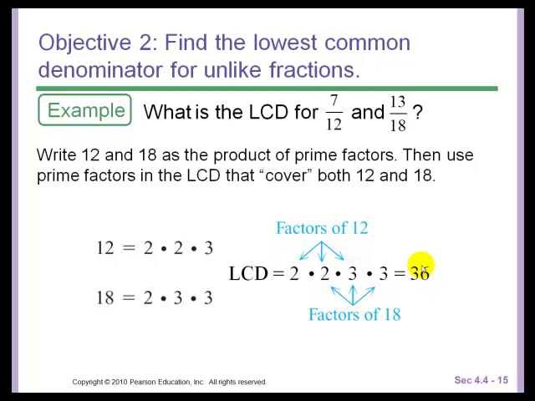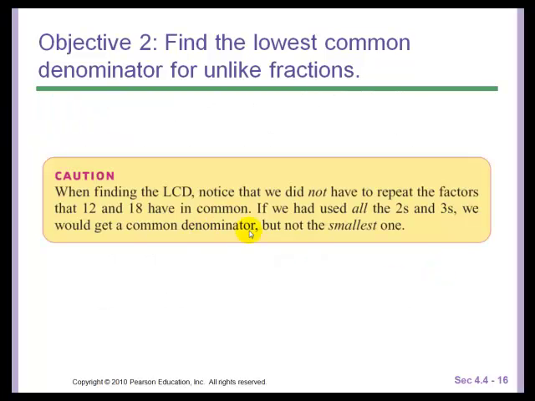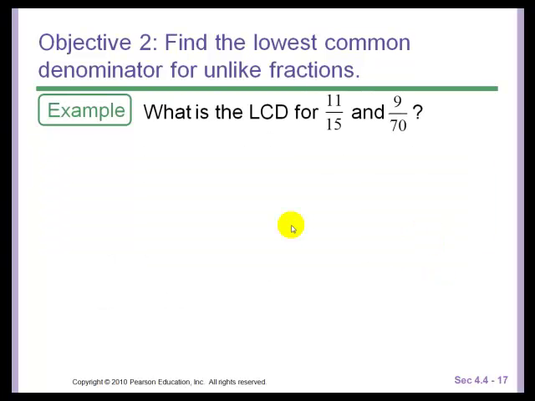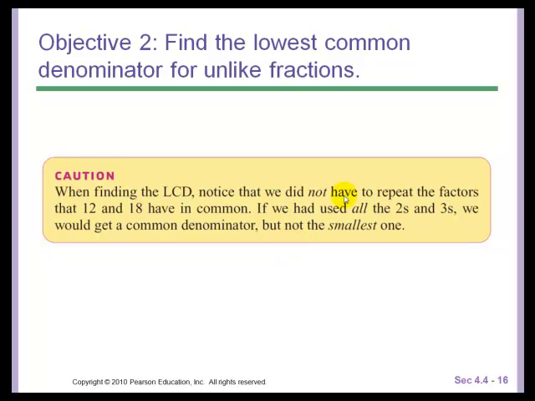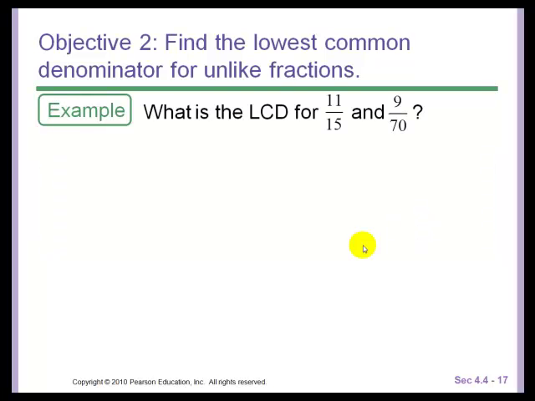Had we just multiplied 12 times 18, we would have had a much bigger denominator than we needed, and that can make the problem very difficult to do for your arithmetic. It's very important that you find the lowest common denominator to keep the arithmetic doable. That is another caution to not repeat the factors. We want the smallest common denominator because that will make your arithmetic easier to do.